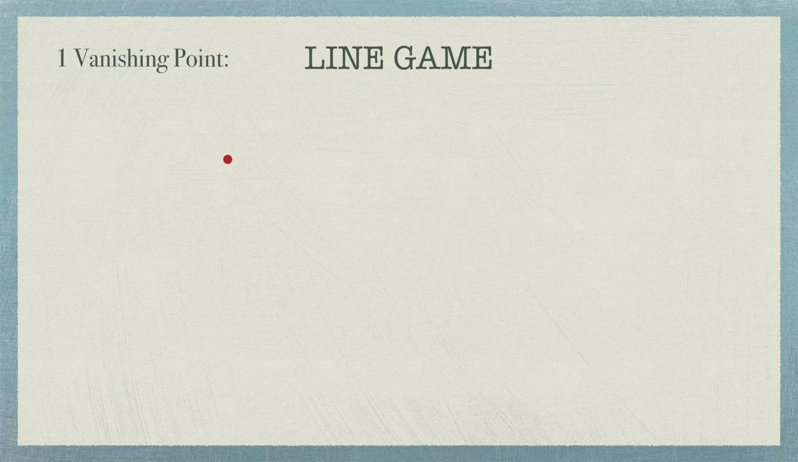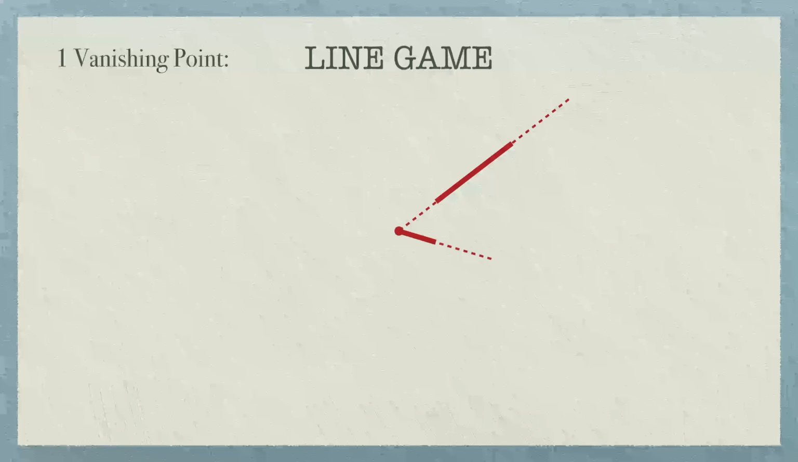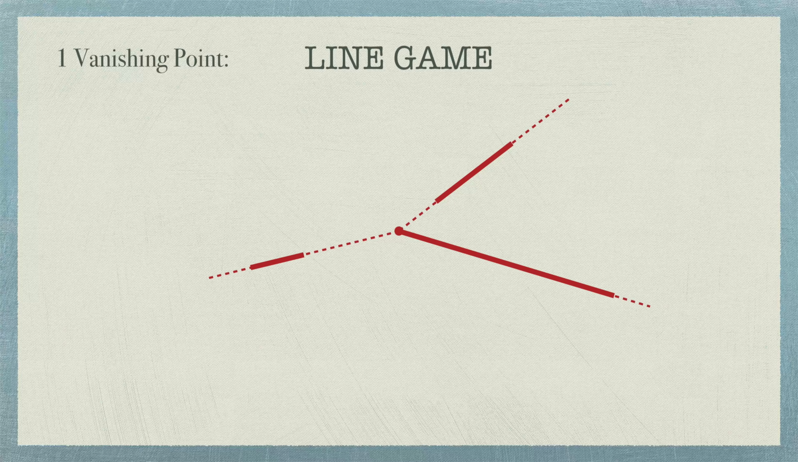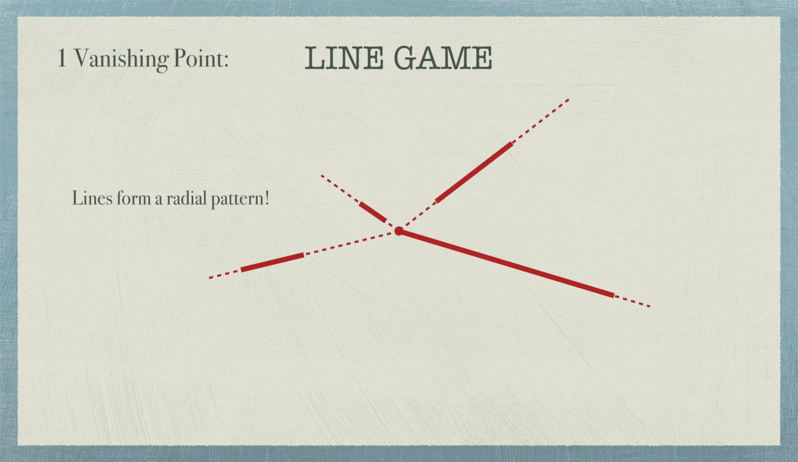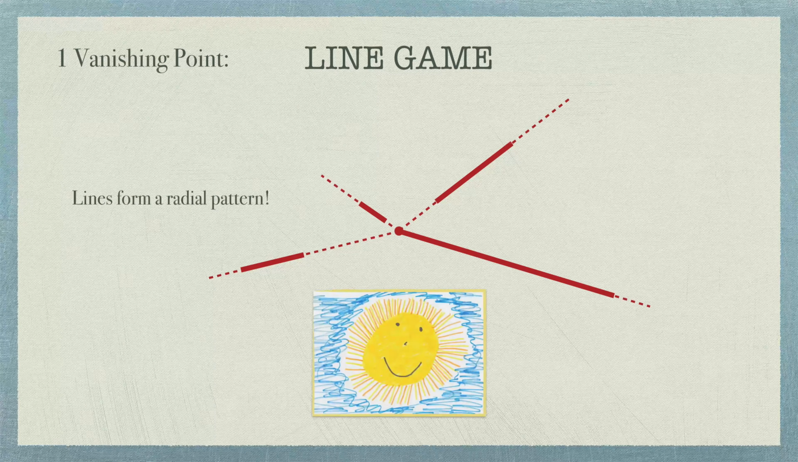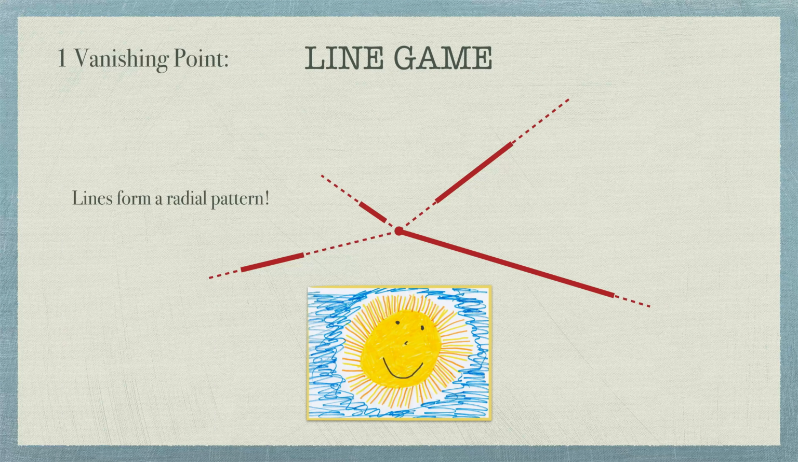I can place this first point wherever I want to on the canvas. And what you'll see is that wherever you draw your orthogonal lines, it always has to align with that one vanishing point. And because of this, you eventually see some kind of radial pattern forming. It reminds me of a child's drawing of a smiling sun.